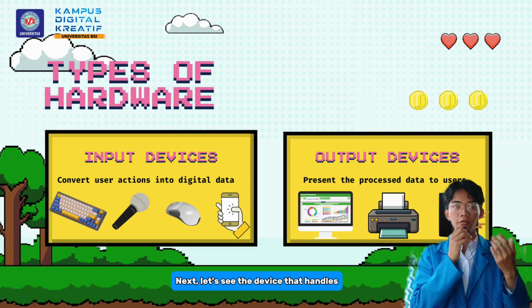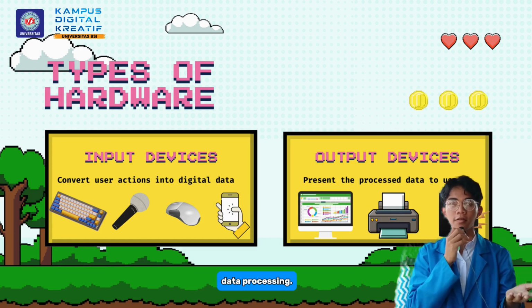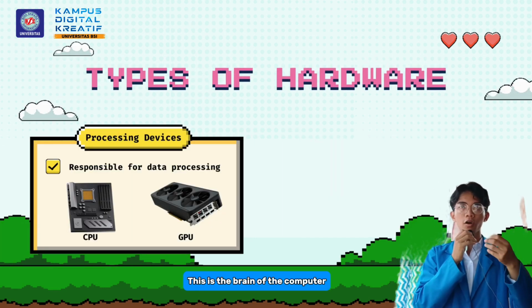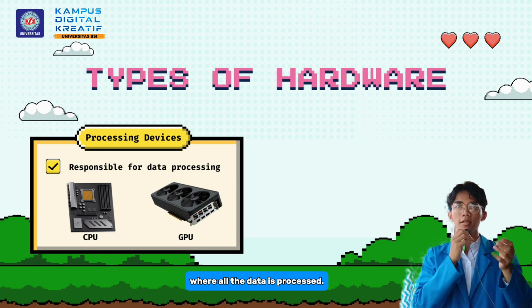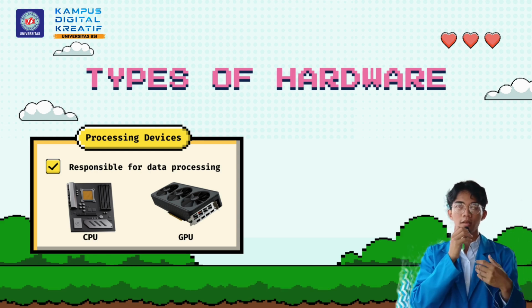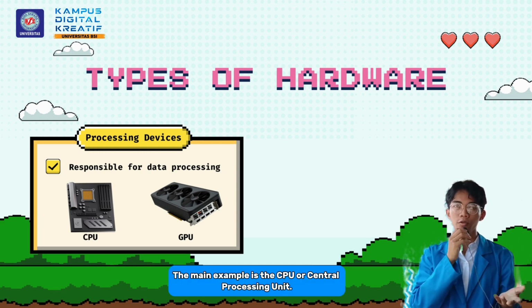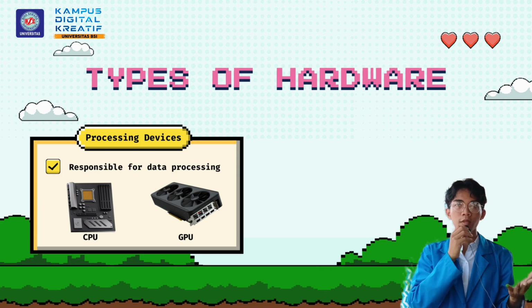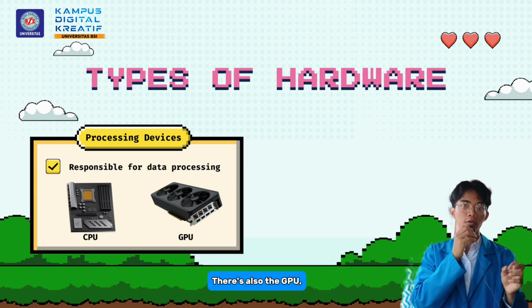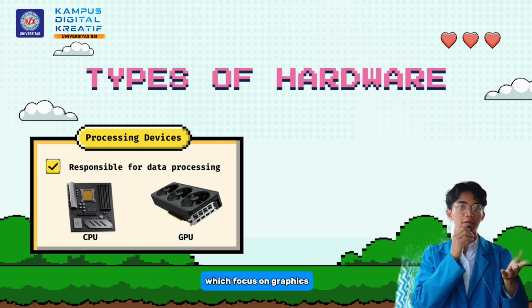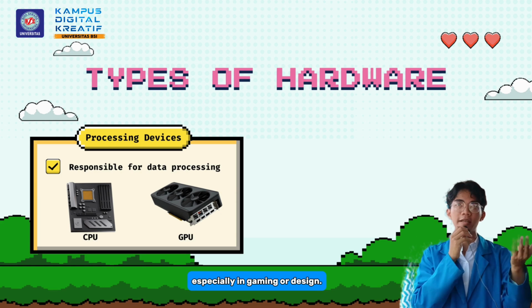Next, let's see the device that handles data processing. This is the brain of the computer, where all the data is processed. The main example is the CPU, or Central Processing Unit. There's also the GPU, which focuses on graphics, especially in gaming or design.